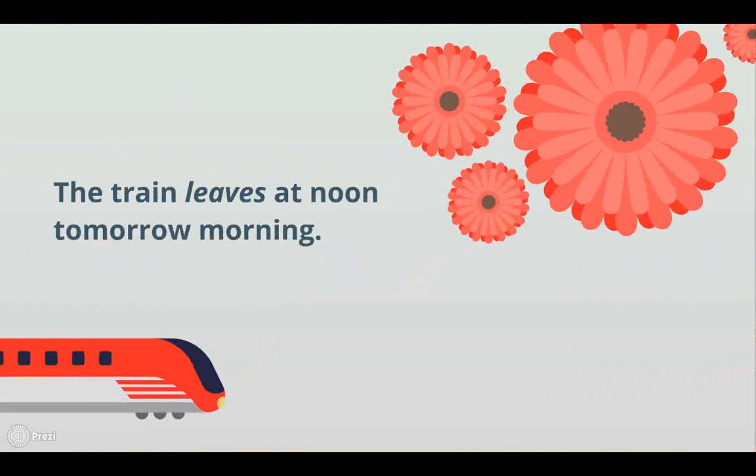Instead of saying the train will leave at noon tomorrow morning, it's a timetable and it's fixed, it's never changing. So I say the train leaves at noon tomorrow morning. It's a habit, it's a routine, it's a schedule. And so even though I'm talking about the future, I'm going to use the present simple.